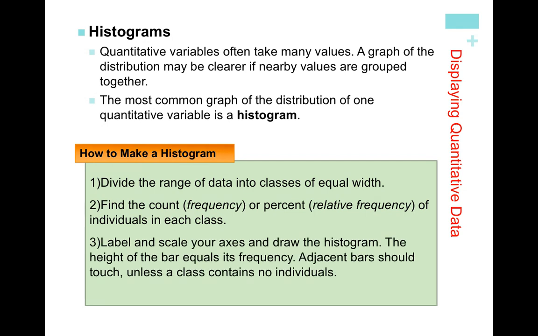You're then going to label and scale your axes. The x-axis is going to have your classes, and the y-axis is going to have either your frequency or relative frequency. You will not leave space between the bars in a histogram. Adjacent bars should touch, unless you have a class that does not have any individuals. In that case, there would be a gap.